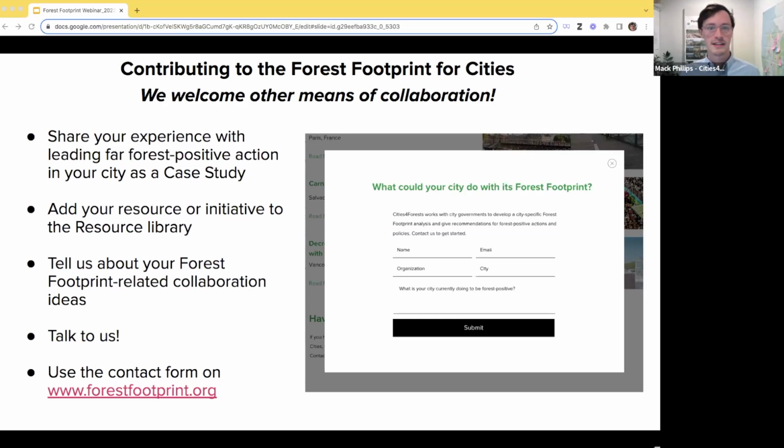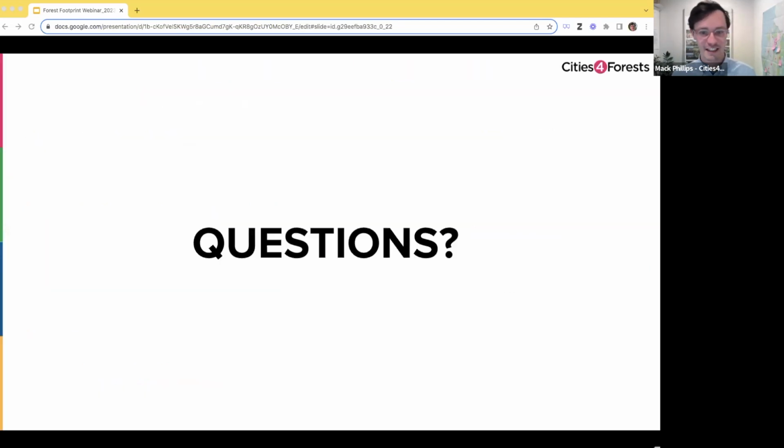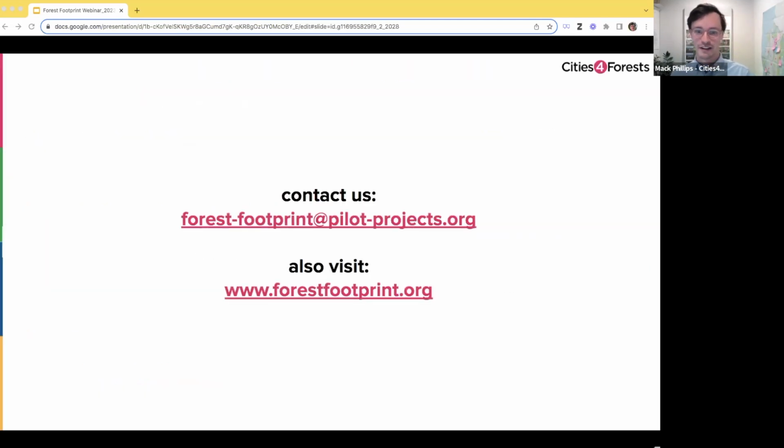If you've got something that doesn't necessarily fit in with the website, but fits in with what you've heard here today, and you've got a great idea for a forest footprint related collaboration, please just let us know. We'd love to talk with you about this. There are contact forms on forestfootprint.org. If you've never seen a contact form before, this is what it looks like. And if you can't find it, you can contact us at forest-footprint pilotprojects.org.